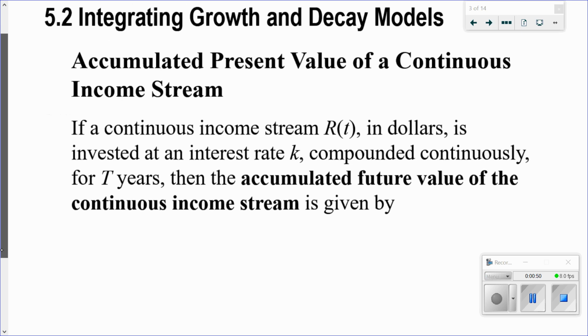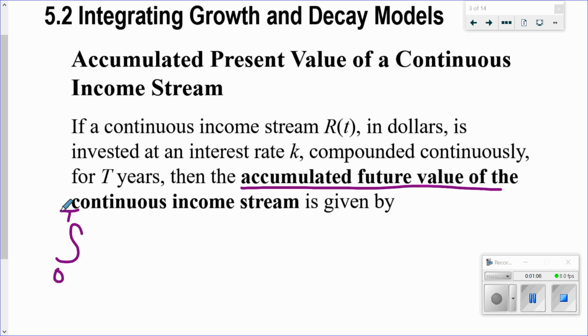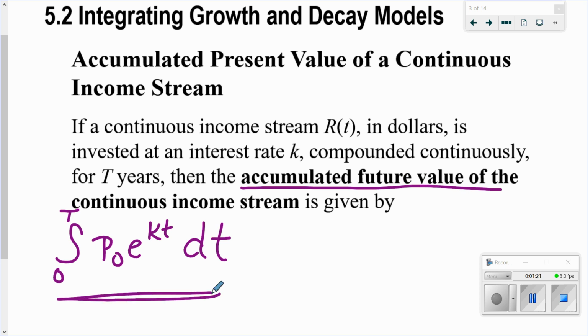Okay, here is how we're going to use that. We are going to be finding the accumulated future value of a continuous income stream. So that's going to look like this. We're going to be taking the antiderivative from 0 to t. Usually you'll have a number for t of P sub 0 e^(kt) dt. So that is how we will set these up. That's the formula you want to get down.